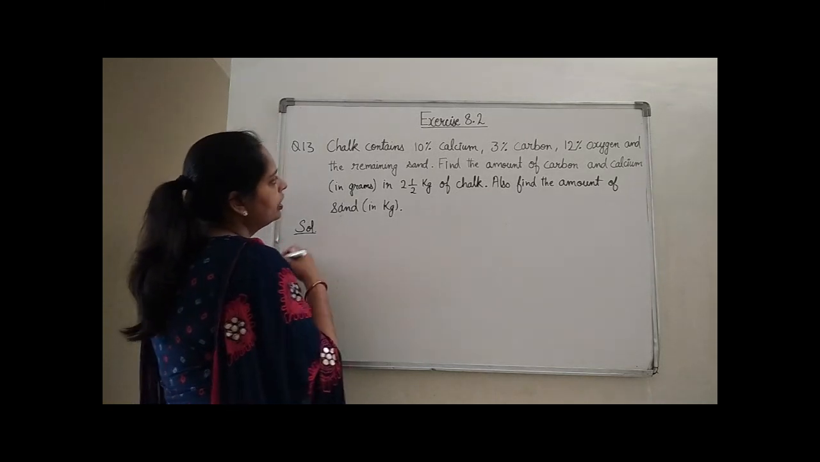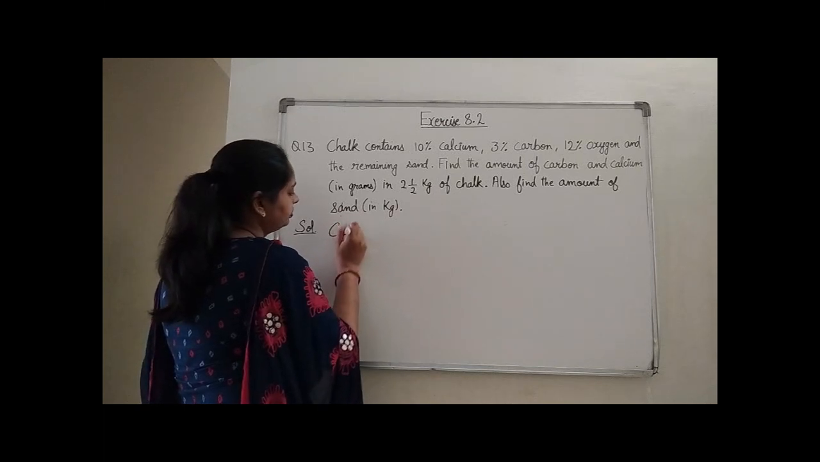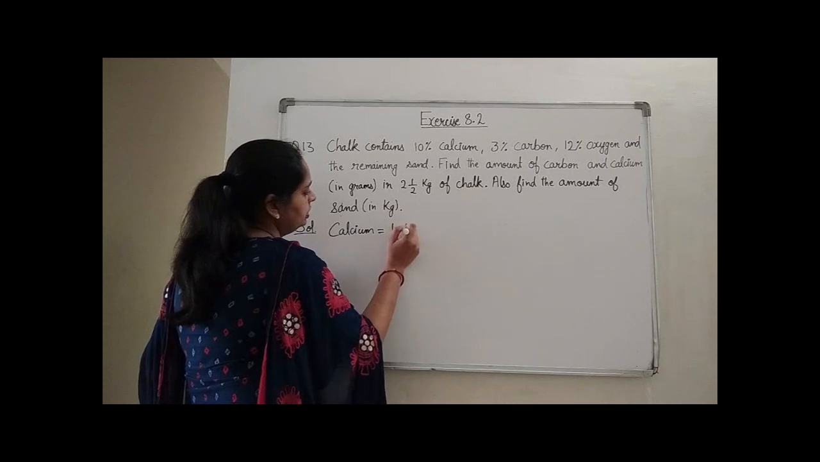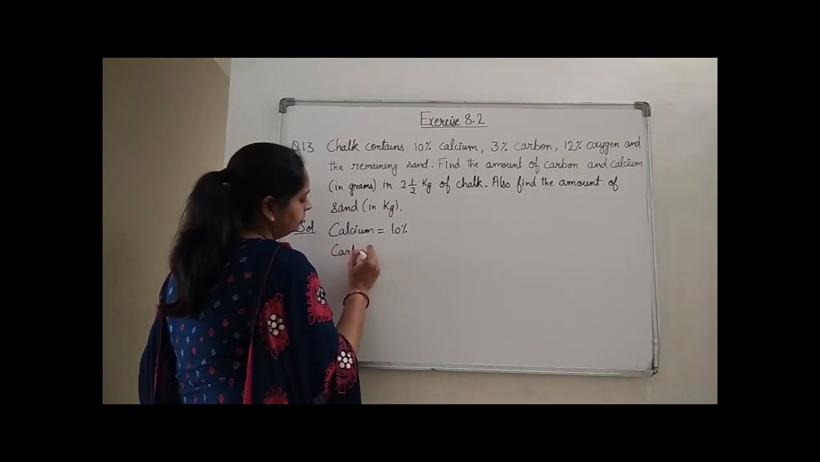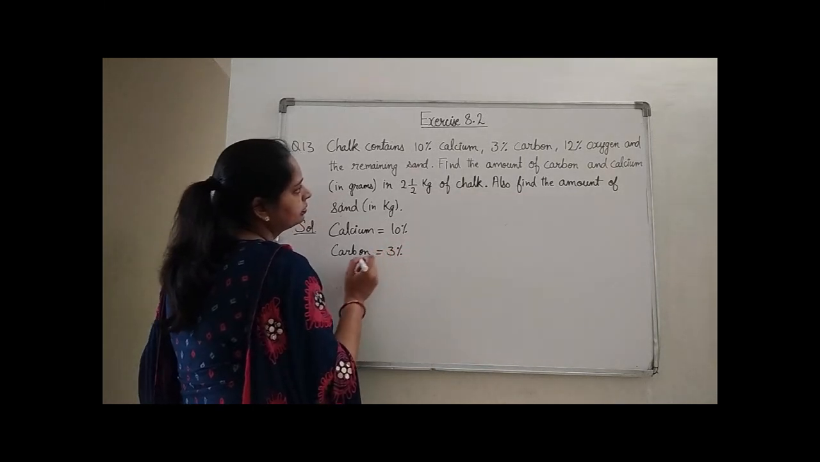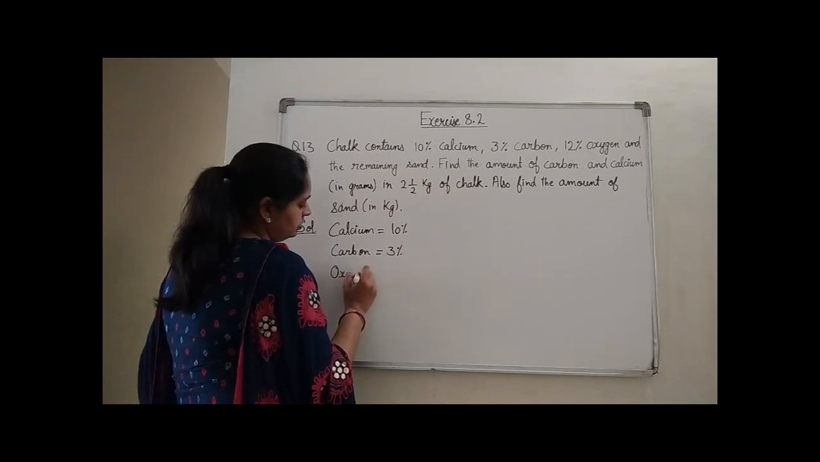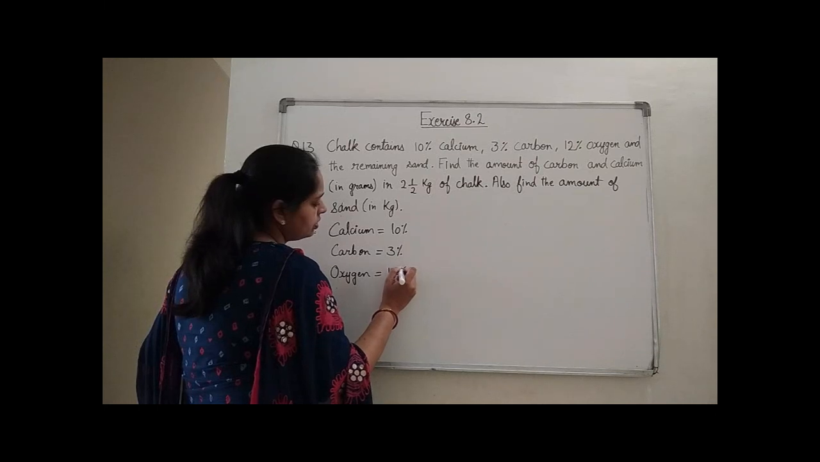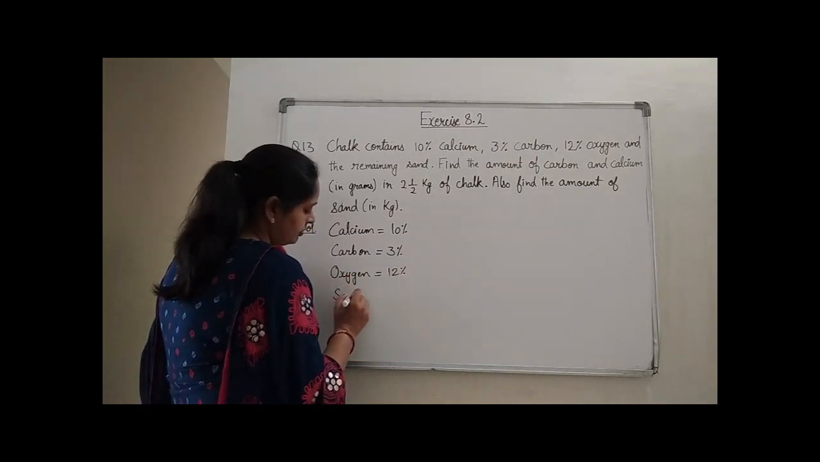Okay. Now see, what we are having in chalk, we are having calcium of 10%, we are having carbon of 3%, we are having oxygen. How much oxygen are we having? 12% oxygen is there in the chalk, and the remaining is sand. So how much is sand?